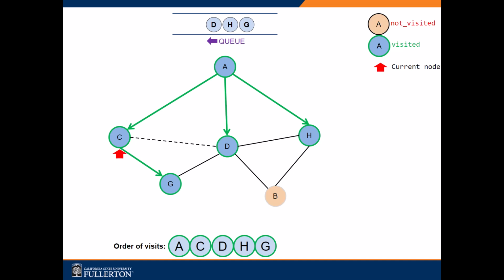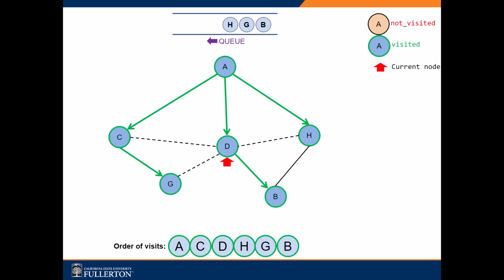The edge between C and D that connects the current node with a node that was previously visited is called a back edge and indicates the presence of a loop. For the next iteration, we again pop the front of the queue, which gives us D, our new current node. D has 5 neighbors, but only B is not visited. So we mark B as visited and insert B to the back of the queue.